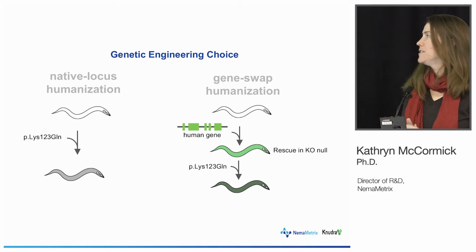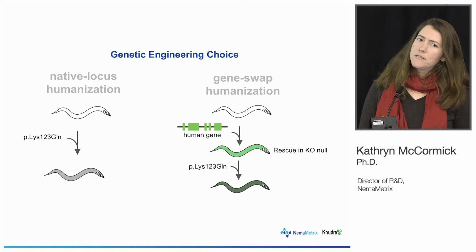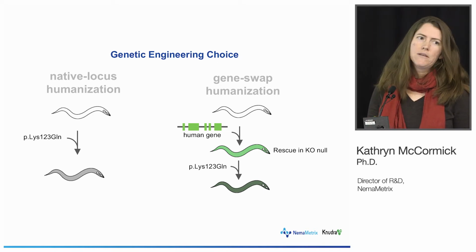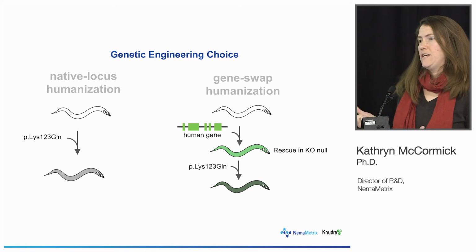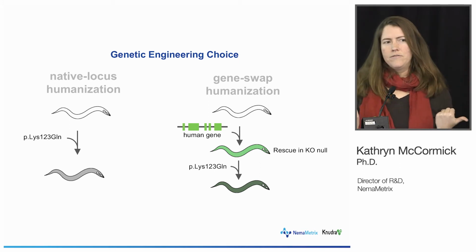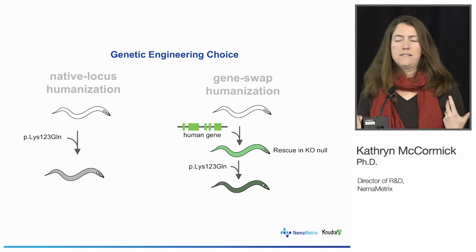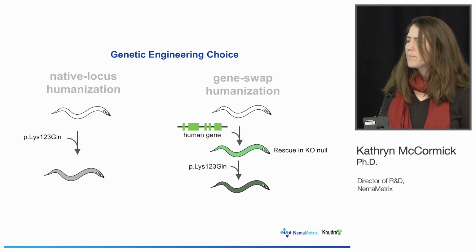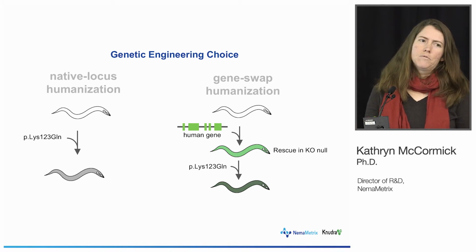The other way that we can do it is by swapping out the gene inside C. elegans with the human gene. So we take a canonical human sequence and replace the C. elegans gene, and then we have an in vivo system from C. elegans that is expressing the human gene. And we'll show you some data later.